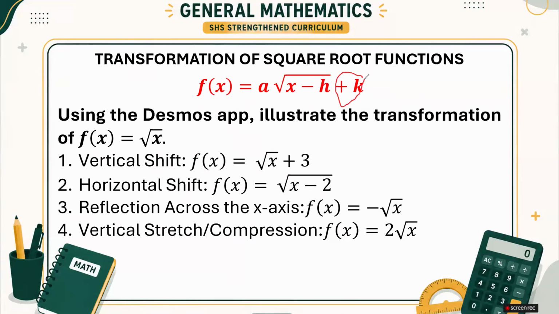It either moves up or down. If it's positive, then it moves up. If it's negative, then it moves down. The h effect is opposite. If you see a -1, it will move to the right. If you see a +1, it will move the graph to the left.